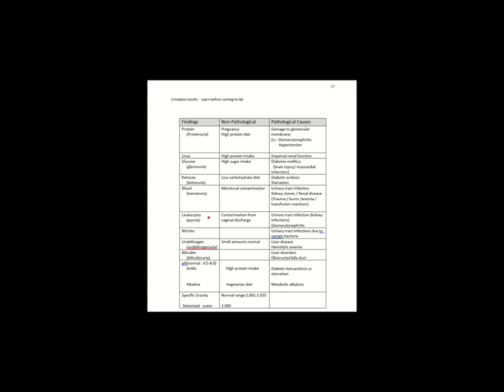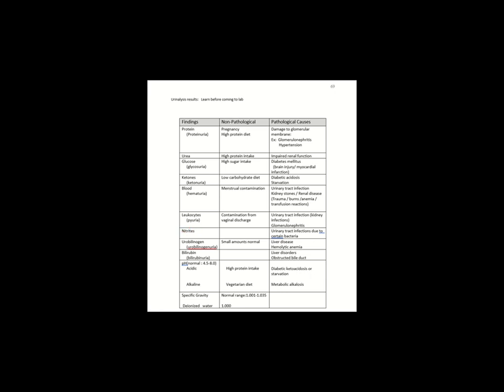Leukocytes, white blood cells in the urine, called pyuria. Again, in females, contamination from vaginal discharge is common. Pathological causes: urinary tract infection. Well, if you have an infection, you're going to have leukocytosis. So you could have white blood cells showing up in the urine, or an infection called glomerulonephritis.